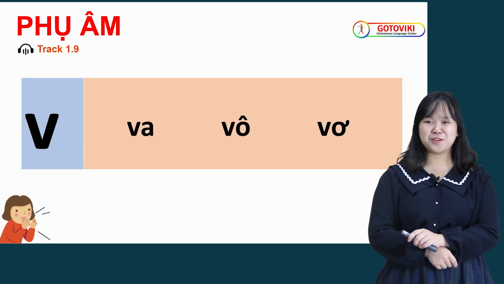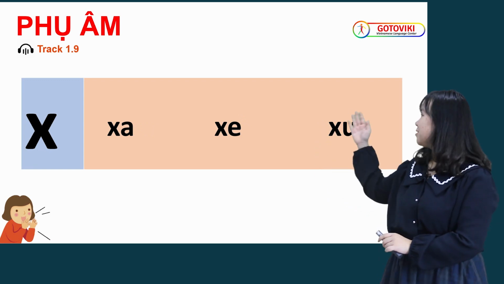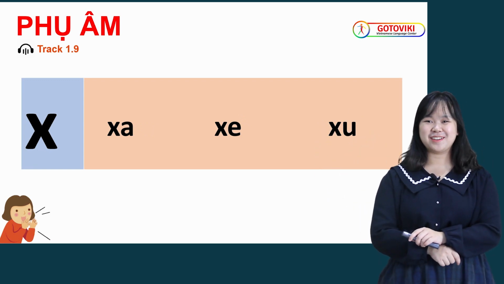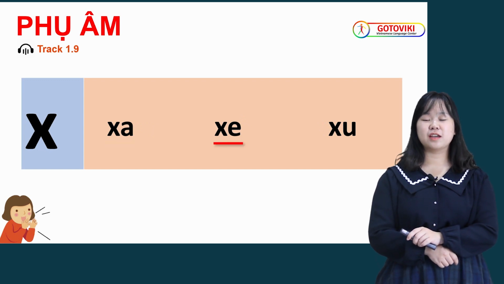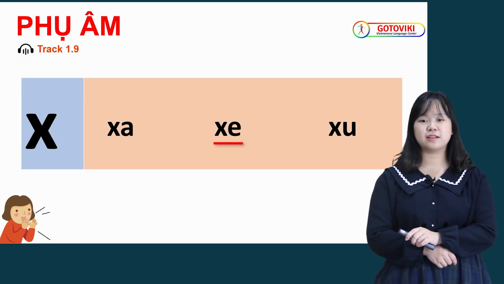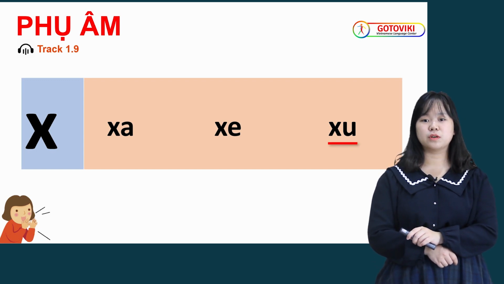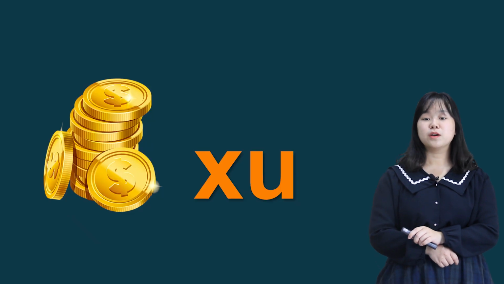Okay, and the final consonant that we studied today is sơ. Let's practice with me. Sơ, sơ, sơ. For example, sa, se, su. Sa, sa, sa, se, se, se, su, su, su. Su is the coin in English.